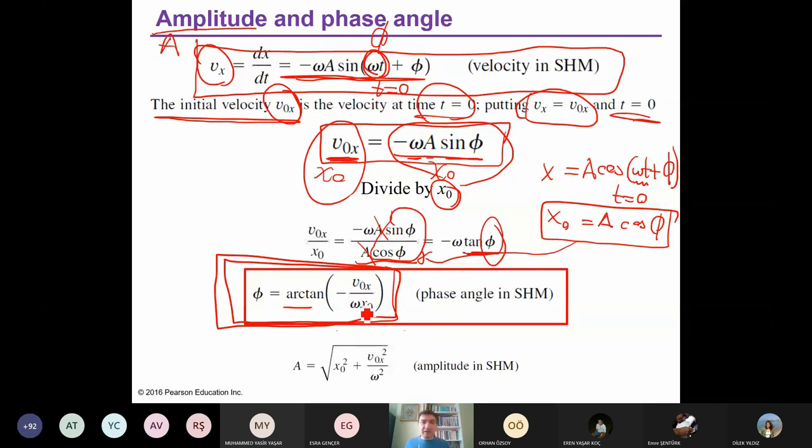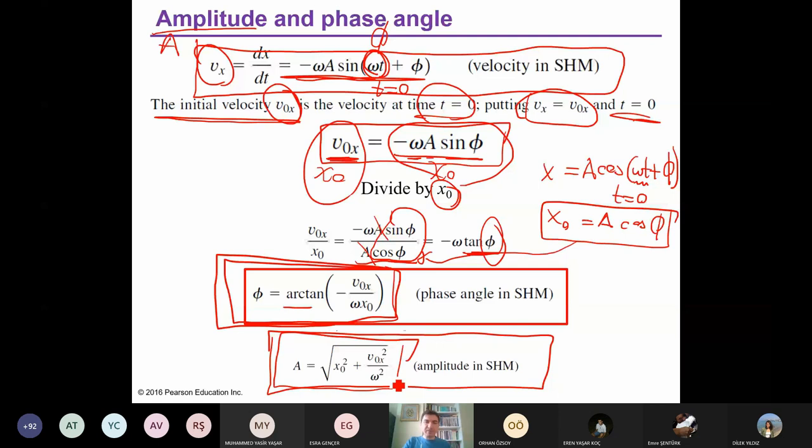Okay, and by using the same equations, you can also calculate the amplitude in simple harmonic motion. I will not go into detail. If you wonder, you can do it by yourself, or you can look at the book. It is given in the book. So you can get the amplitude in simple harmonic motion. It is given with this expression, the square root of x zero squared plus v zero squared over omega squared. This is the amplitude in simple harmonic motion.